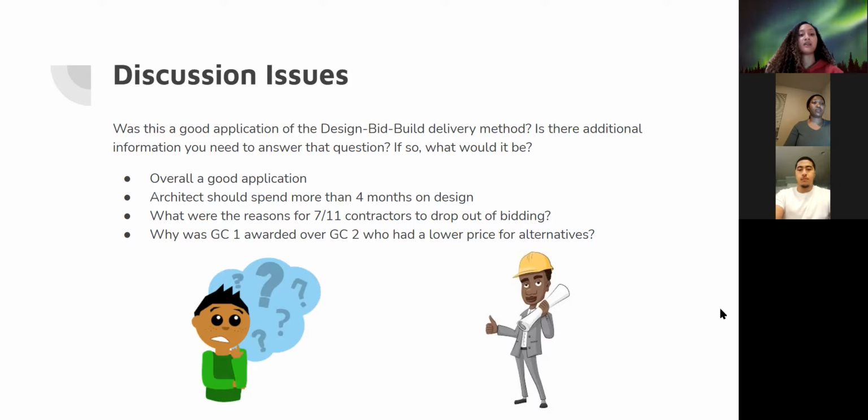And the questions that I would ask are, what were the reasons that 7 out of the 11 contractors dropped out of the bidding? And why was general contractor 1 awarded over general contractor 2, who had the lower price for alternatives? I just feel like those questions would help decide if the design-bid-build delivery method was used properly and to its fullest extent.